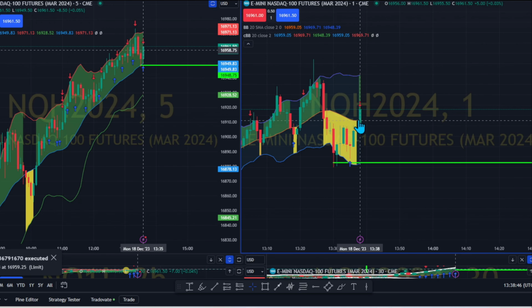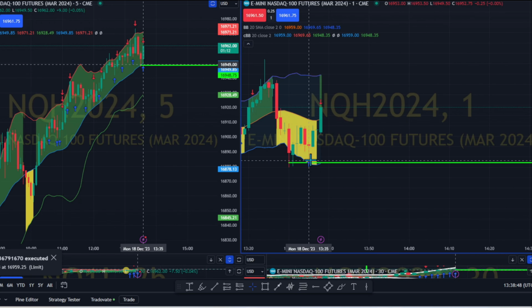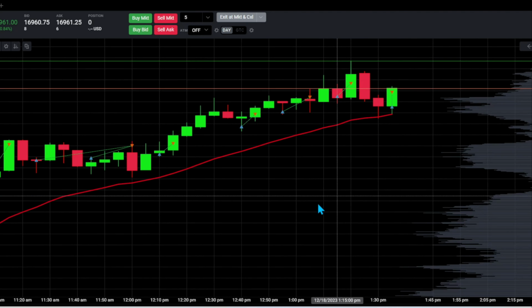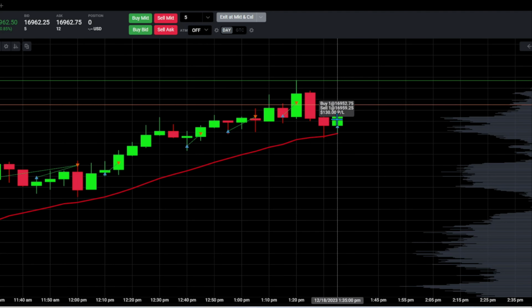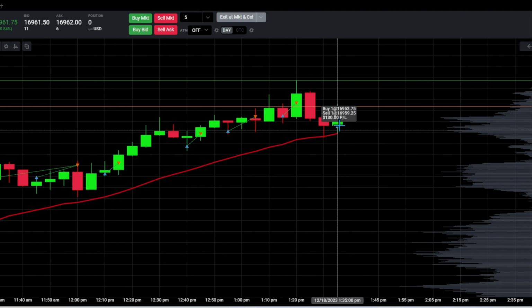But this here is another trade. Let me show you how it looks on the other chart. Same bar, okay, $130 profit. Same bar right here, okay.